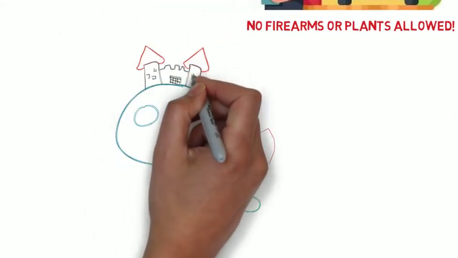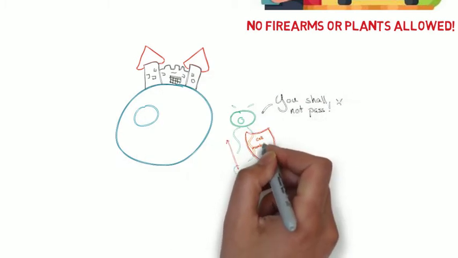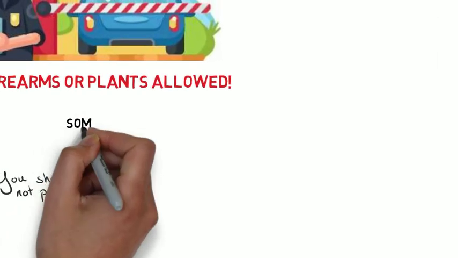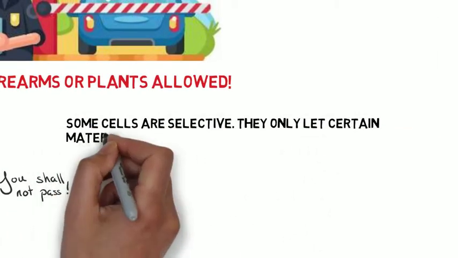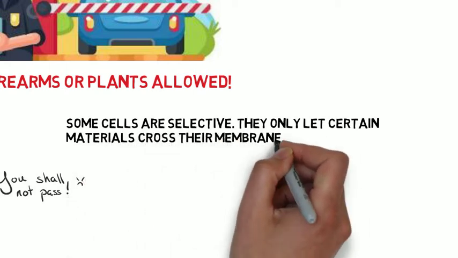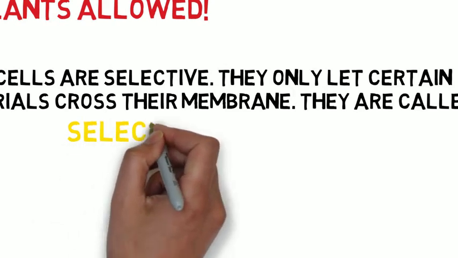Like the customs checkpoint, a cell membrane allows some substances to enter or leave the cell, and it stops others altogether. Some cells are selective. They only let certain materials cross their membrane. They are called selectively permeable.